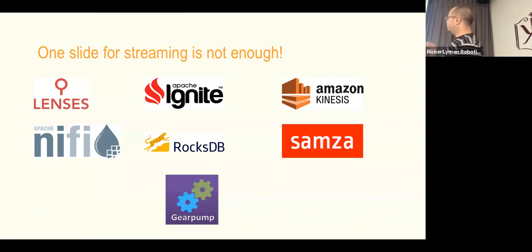What I can say from this set: Lenses is a really interesting item. It's an abstraction over Kafka that gives you SQL access to Kafka tables. And you're going to understand how cool that is later in this class. We'll have a huge module on Kafka streams. That's, I'd say, the most powerful implementation of stream processing right now.